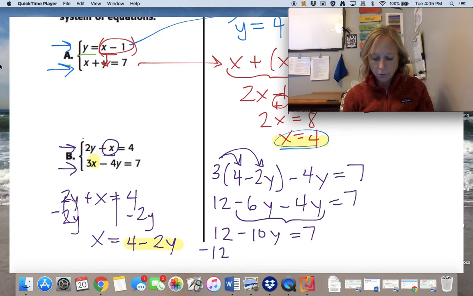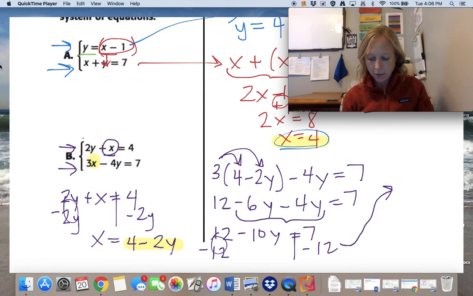Now it's the easy solving of algebra 1. I'll have negative 10y equals 7 minus 12, which is negative 5. Divide both sides by negative 10. Y is equal to positive half.